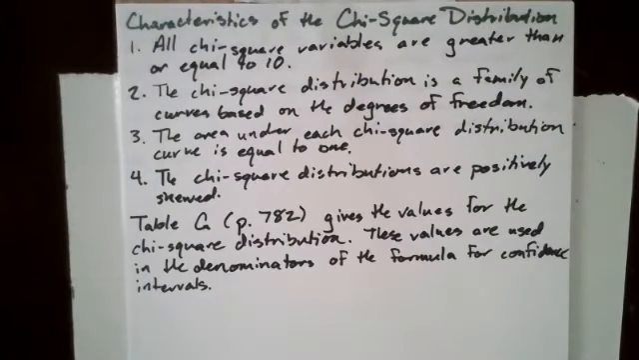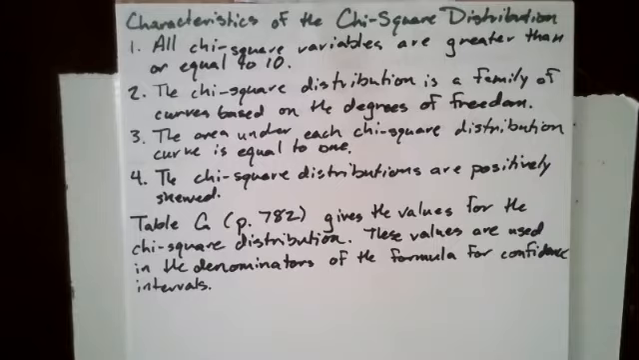Characteristics of the chi-square distribution. First, all chi-square variables are greater than or equal to 0. The chi-square distribution is a family of curves based on the degrees of freedom. The area under each chi-square distribution curve is equal to 1, and the chi-square distributions are positively skewed.